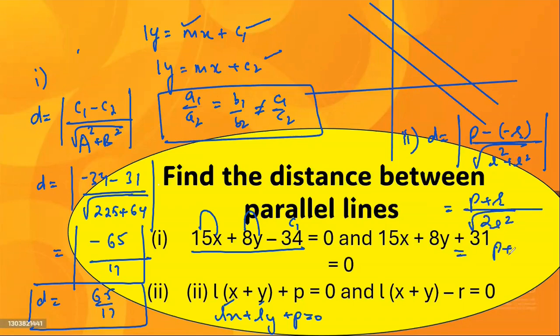When I take it outside the square root, L square will come out as L, and it's root 2 only. So D is equal to P plus R over L root 2. Sorry, this is L root 2. Okay, this is L. Right? So this is the final value.